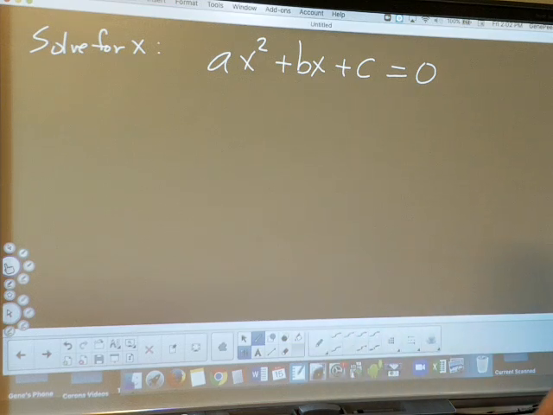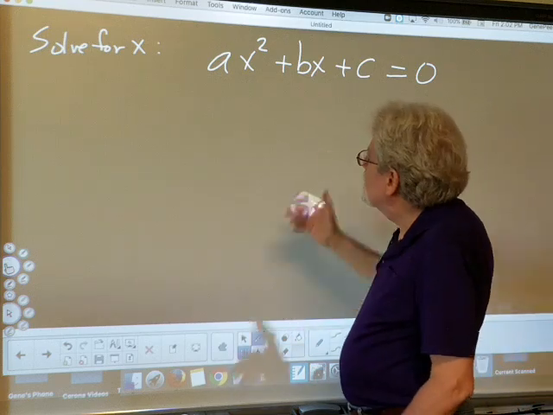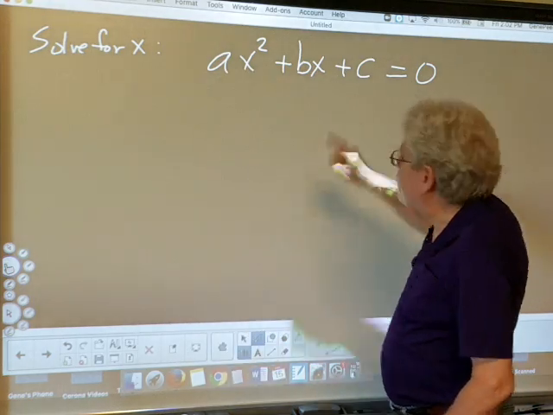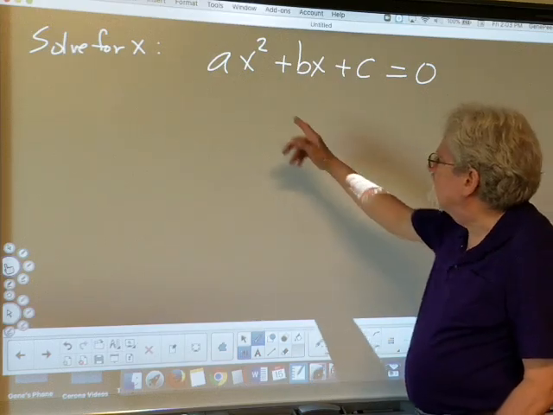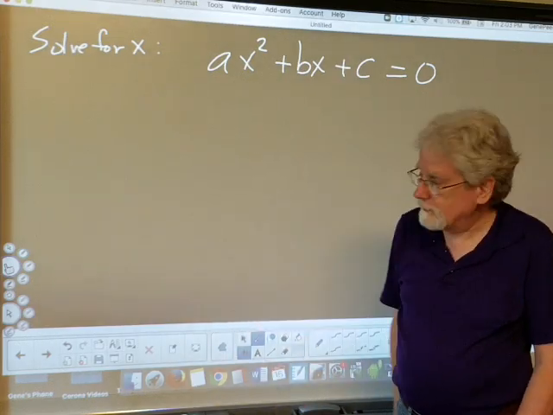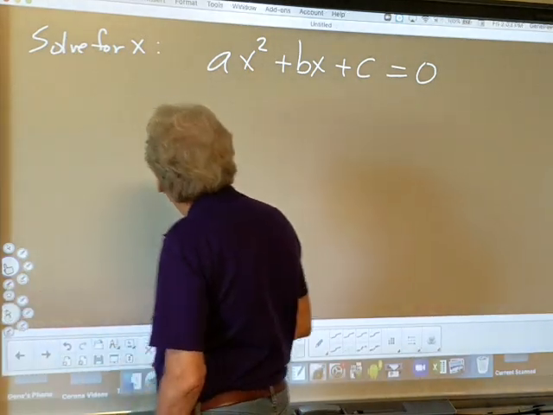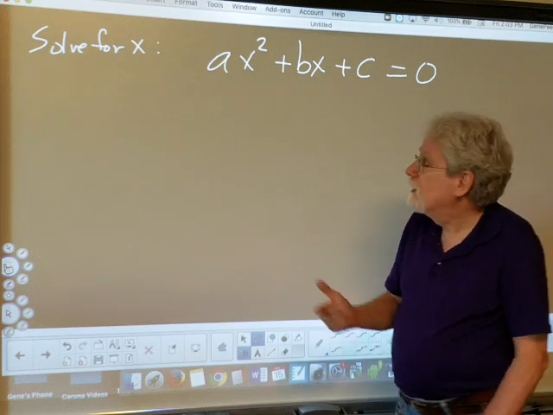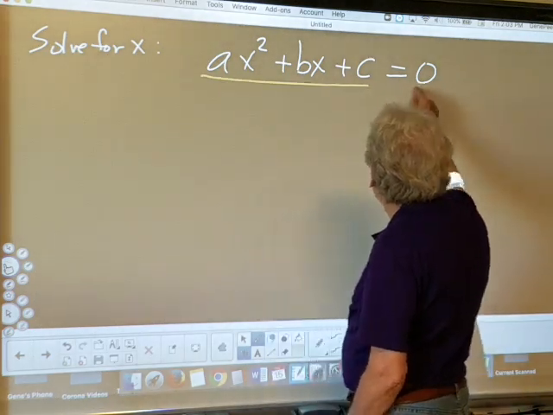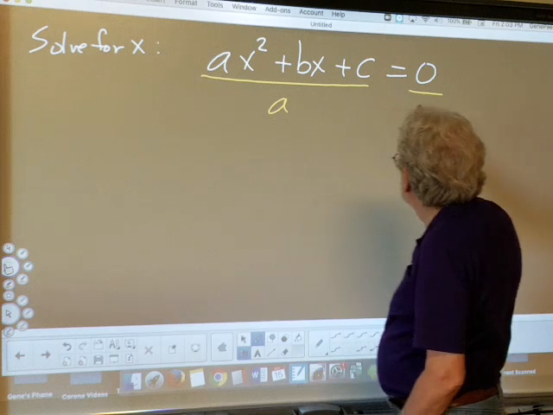All right, what's our first step? Well, remember, you have two options for a first step here. You can either get rid of the a first or get rid of the c first. It is entirely your choice. I think in most of the book's examples, they start by getting rid of the a. So let's do that. How do we get rid of the a? Same way we've always gotten rid of a coefficient. We divide everything by it. We divide both sides of the equation by a.